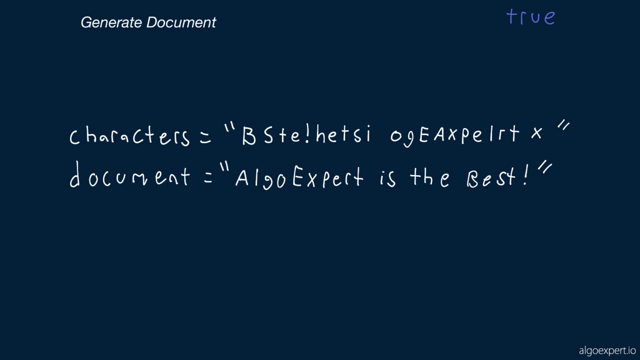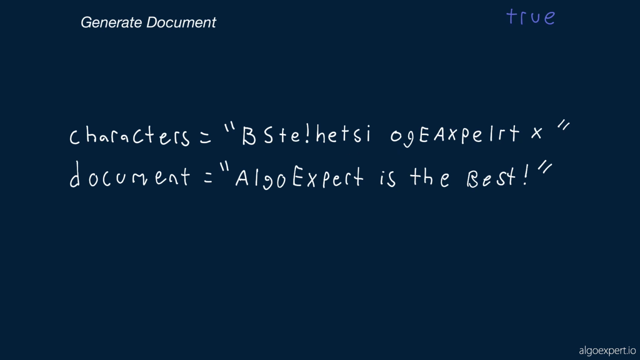Now what we're being asked to do is look at all of the characters in our characters string and determine with those characters if we can create the document string. So you can kind of treat the document as our target. You can treat the characters as what's available to us. And what we're being asked to do is return true if we are able to generate this document using those characters, and return false if we are not able to. So for this sample input right here, we are able to create the string Algo Expert is the best using the characters given in this string.